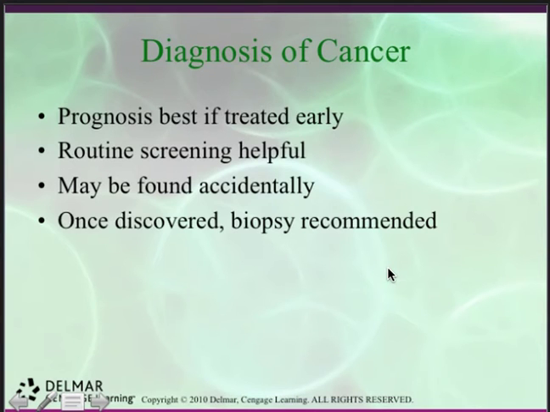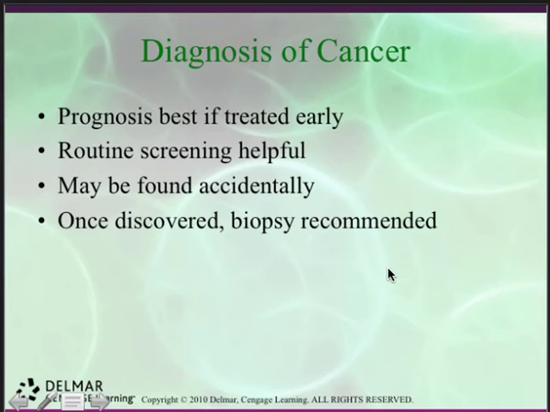The prognosis is best if we treat it early, and the reason for this is that if we detect it early enough, the number of cancerous cells is low enough that the chemotherapeutic agent or the radiation treatment or whatever treatment that we engage in is more likely to hit all the cancer cells than if we wait until the cancer has the ability to spread or to grow. Routine screening is helpful in this regard.